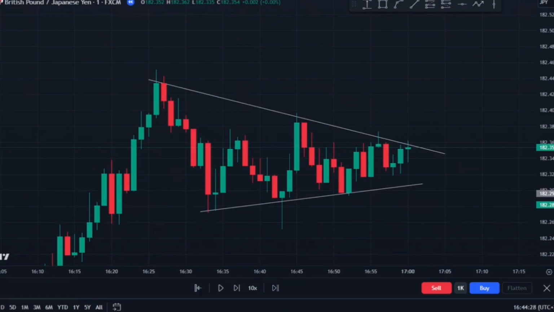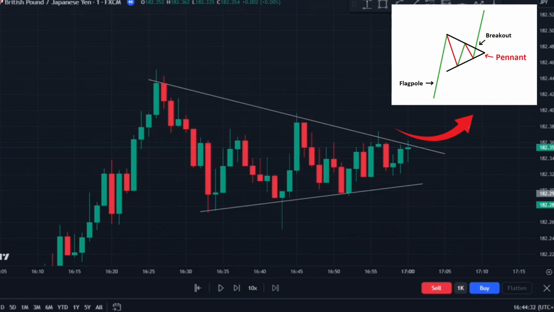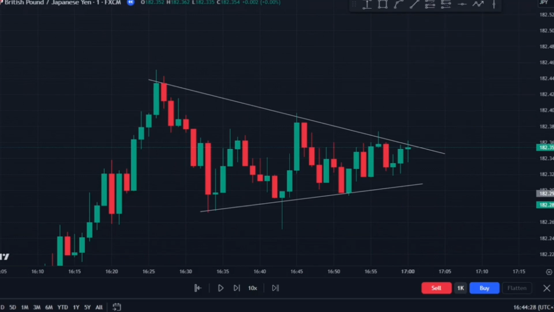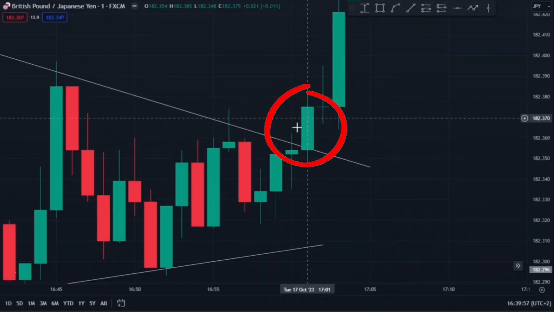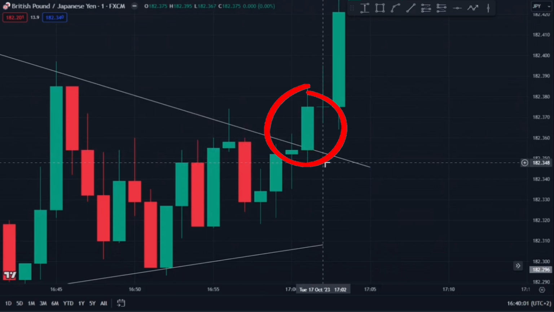So before we get into the first method, we need to identify what breakout pattern this is. And as you can see, this is clearly a pennant breakout pattern. Once you've plotted your support and resistance levels and you've identified what breakout pattern it is, all we need to do is wait for the price to break out of either one of these levels. Here we can clearly see the price break above this resistance level, which would be a good indication for us to enter a buy position.